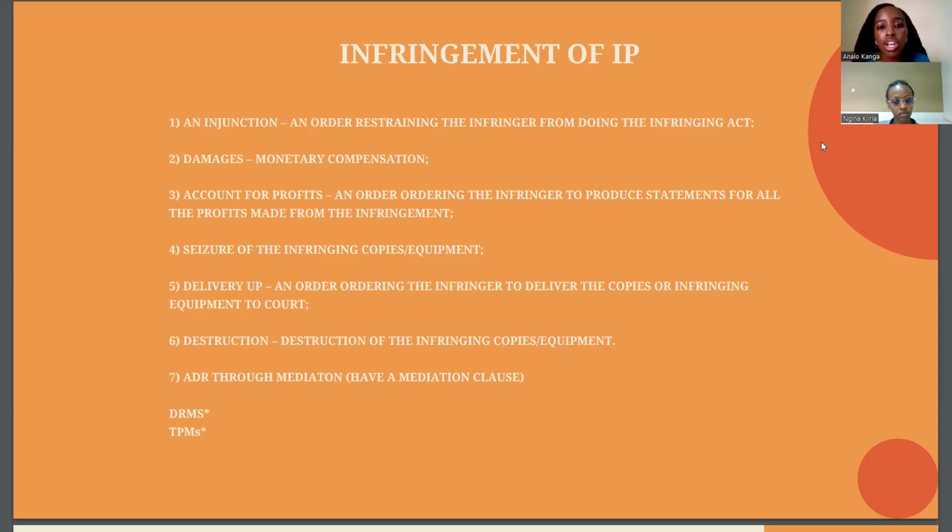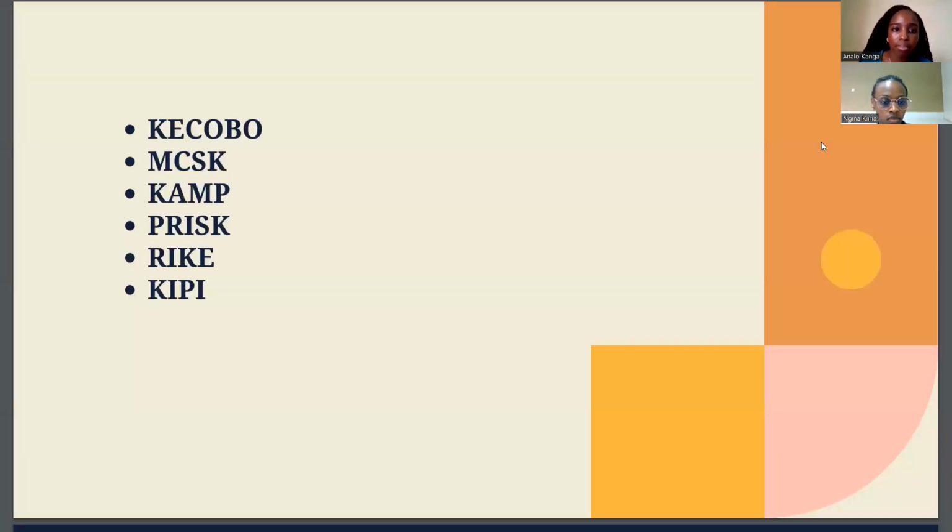You can have seizure of the infringing copies, and that's something that Kekobo does a lot. Then you can have also delivery up. So you can ask the person to bring the copies of the work that they did back to you, destroying the pirated material, and definitely ADR, okay? So how is copyright infringement protected in the digital age? You have digital rights management systems, those are DRMs, and TPMs, technological protection measures, okay? So that's also something you can look into, DRMs and TPMs.